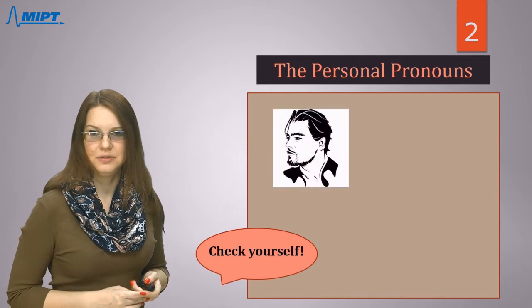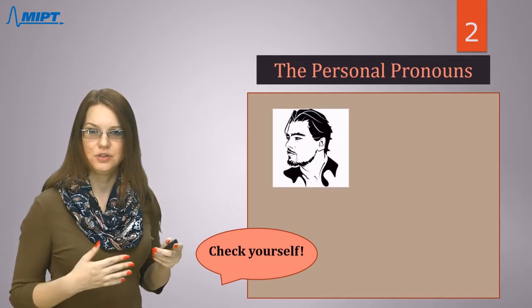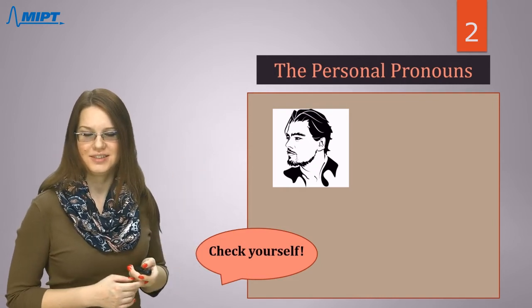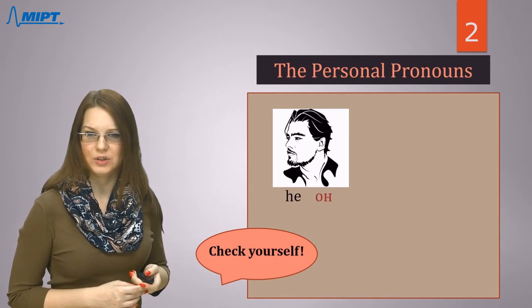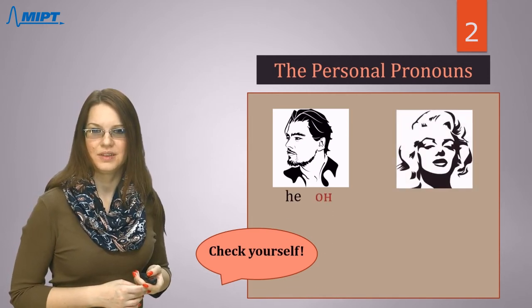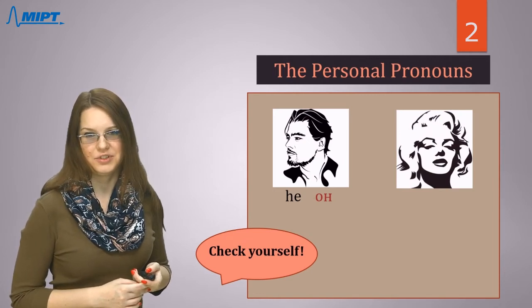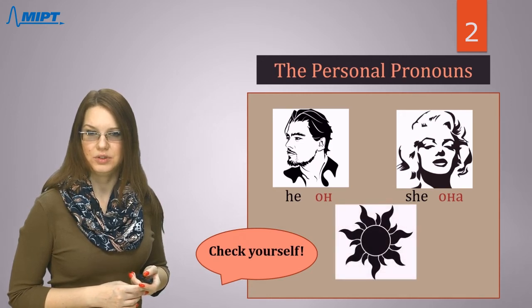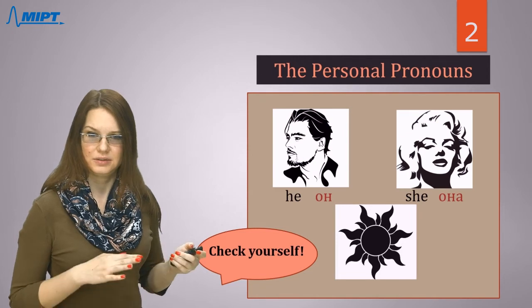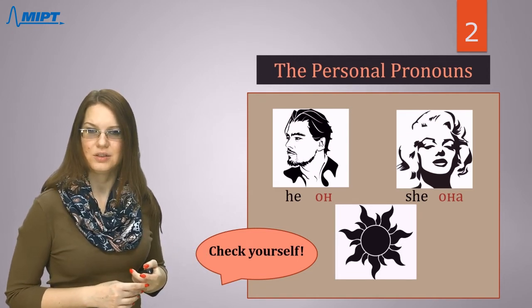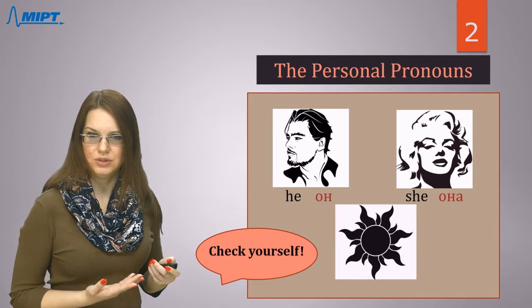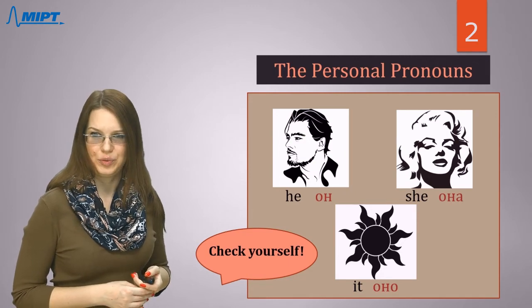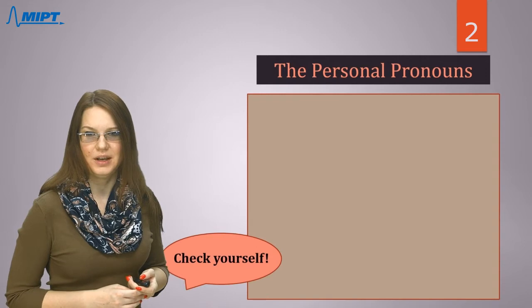Let's try to check yourself. Look please at this picture and let's try to use the correct personal pronoun. So this is he, right? What can we say? Он. She, how can we say it? Она. And for example, neuter. This is the sun. Sun in Russian sounds like солнце. It's neuter. We will say оно. That's it. Some other examples.